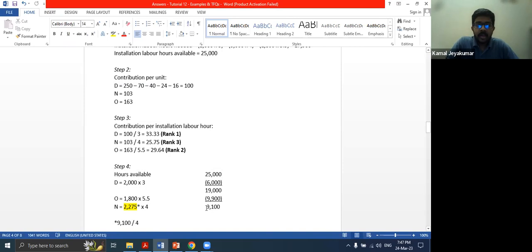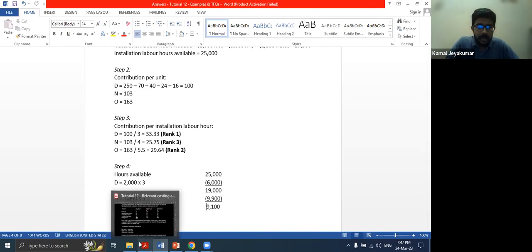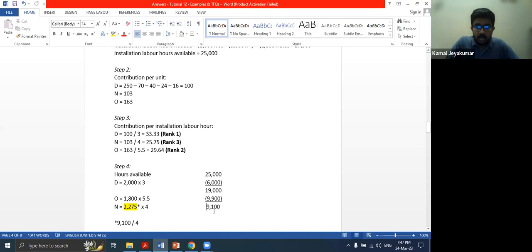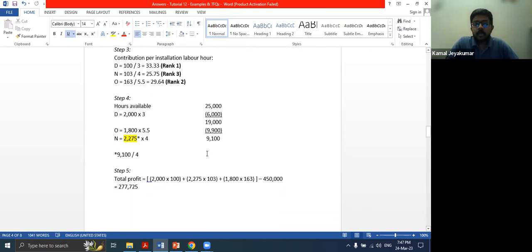You can use that to make your Nightscan, which is the third product. The maximum number you can make is how much? Nightscan is 3,000, but you can't make 3,000 because you need 4 hours to make 1 unit. If you make 3,000, you need 12,000 hours, but you have only 9,100. So using that 9,100 hours, how many units can you make? 9,100 divided by 4 is 2,275. So at the end of the day, you will make 2,000 units of Dayscan, 1,800 units of Omniscan, and 2,275 units of Nightscan.